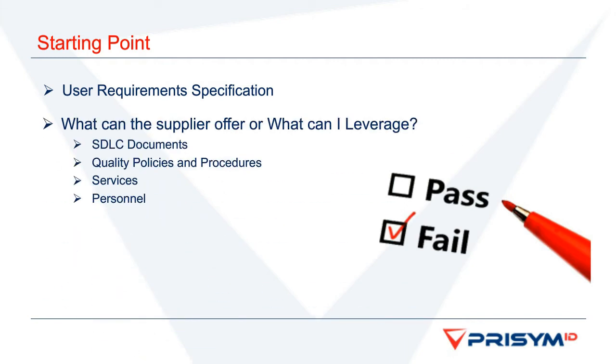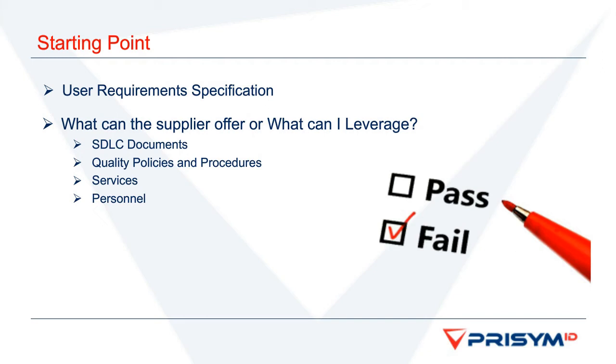Once you have your requirements, you can start to look at what your supplier can offer to help you make your validation process more efficient. These items will have been identified through the audit process. If your supplier has a mature software development lifecycle and test cycle, any of these documents can be leveraged and should be. After all, if your supplier has gone to the trouble and expense of producing these documents, it may mean that you do not have to.